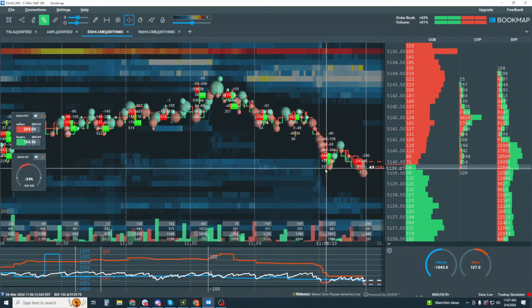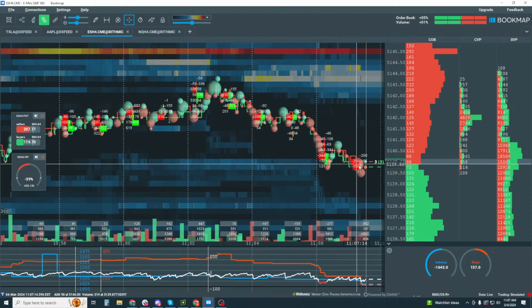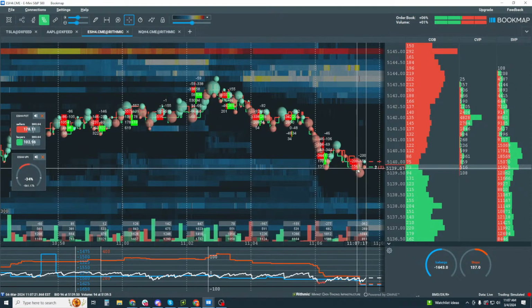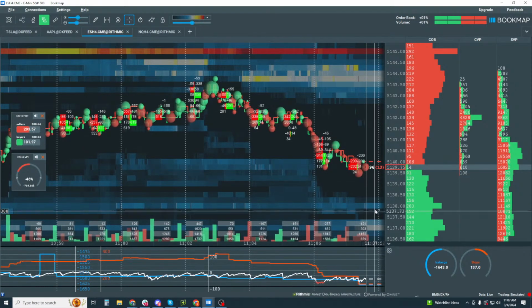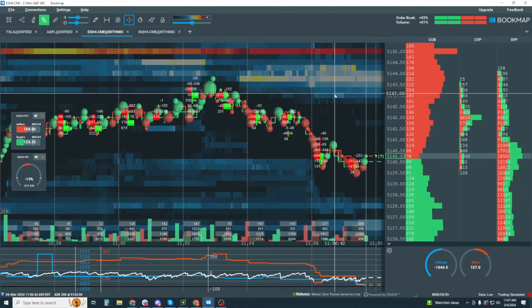Okay, so here we had our positive delta. We had a little bit of a pullback. Makes sense, come back down. We see negative delta again at the bottom of this range. We're looking for the sellers to try to explore down to this 38 level here.